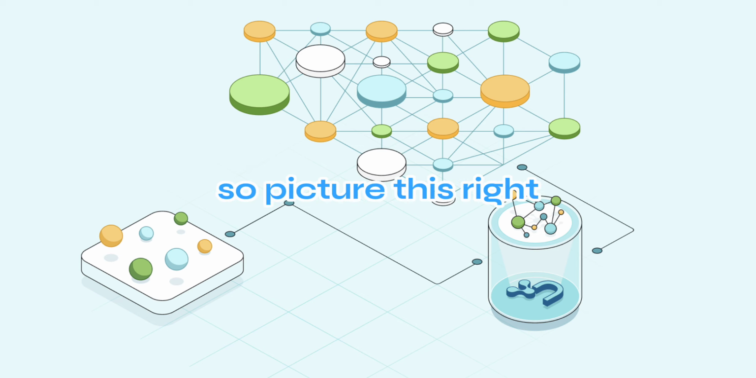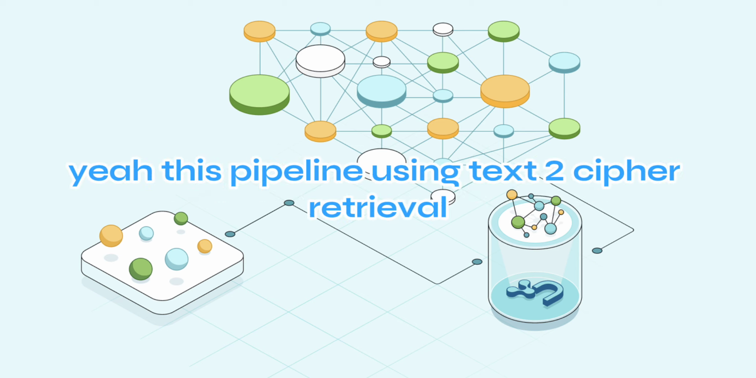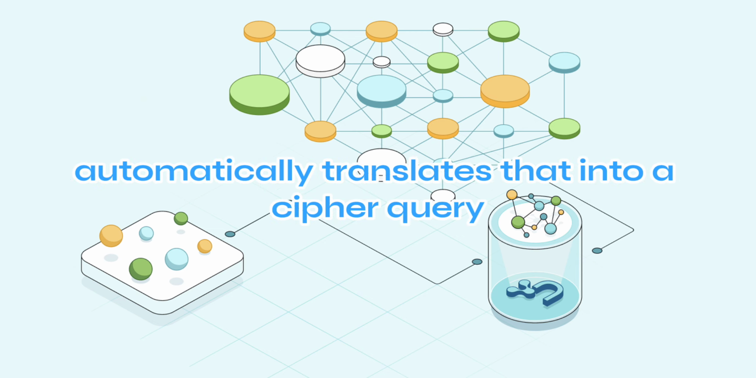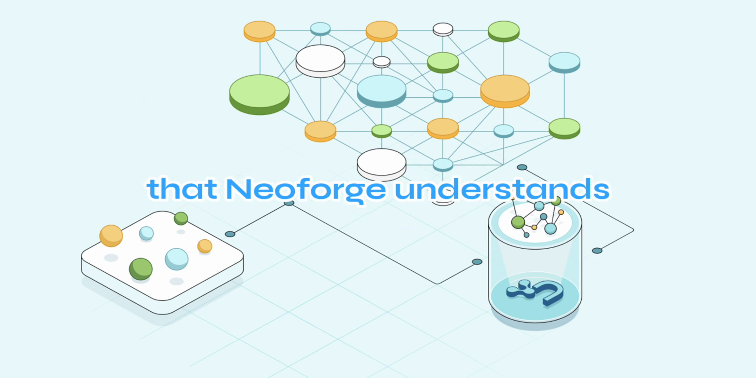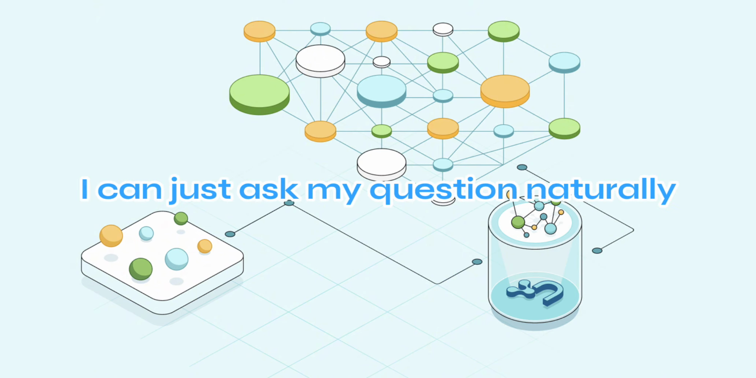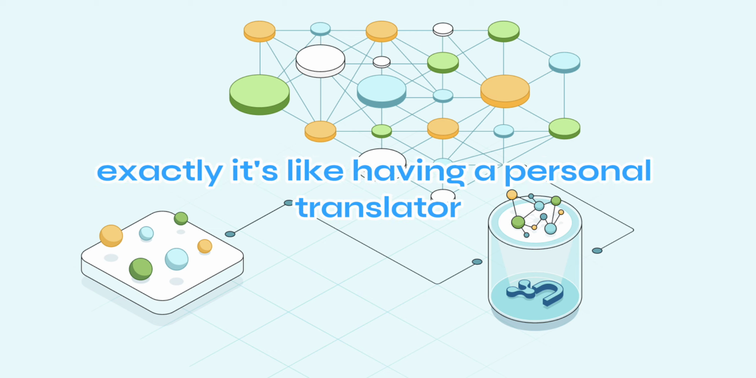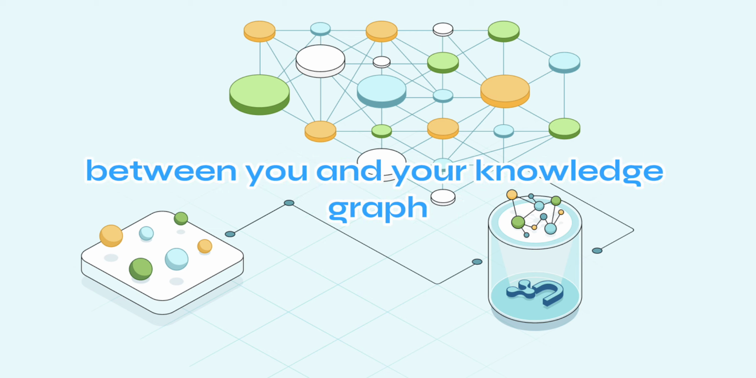So picture this. You type in your question in plain English, just like you'd ask a person. This pipeline, using Text-to-Cipher retrieval, automatically translates that into a Cipher query that Neo4j understands. So no need to be a Cipher whiz. I can just ask my question naturally. Naturally, and the pipeline takes care of the rest. Exactly. It's like having a personal translator between you and your knowledge graph.